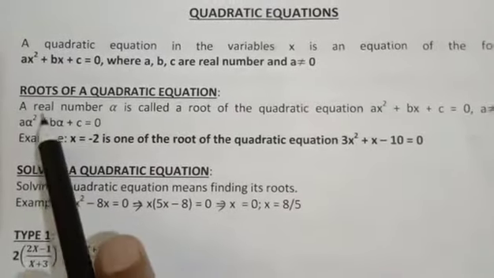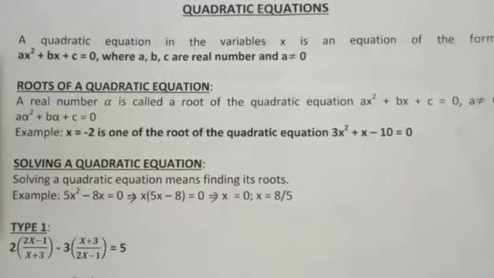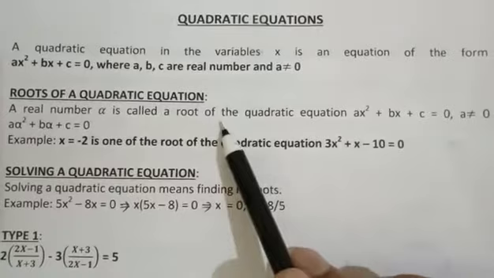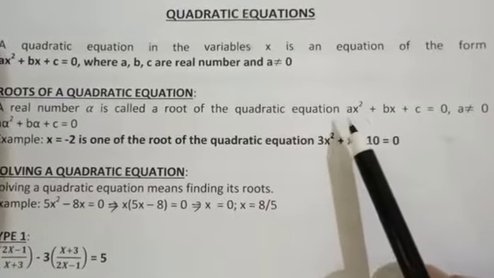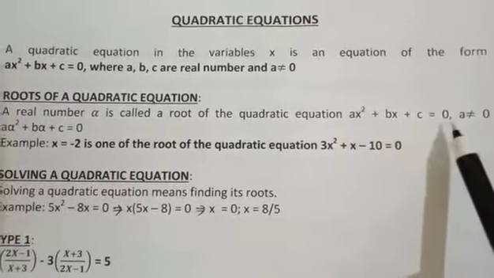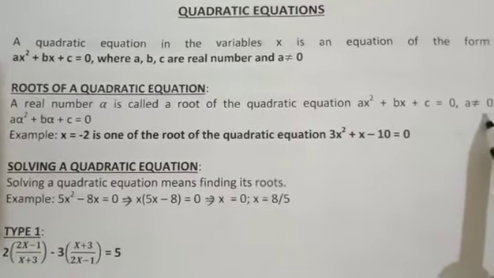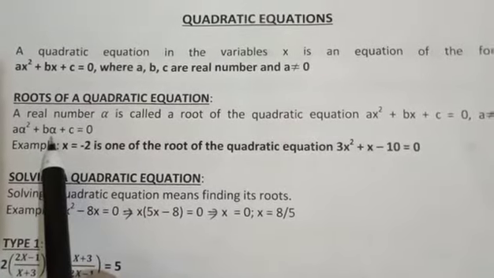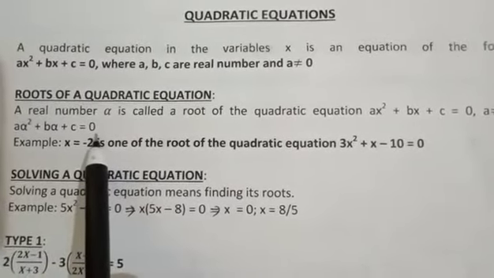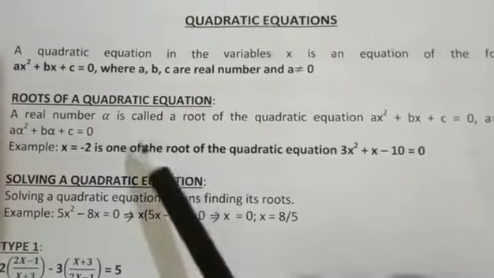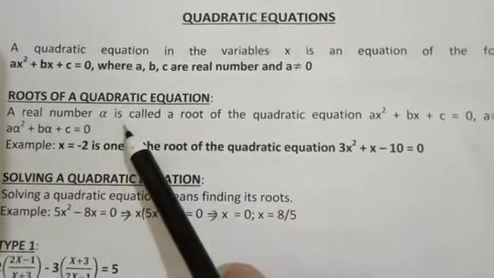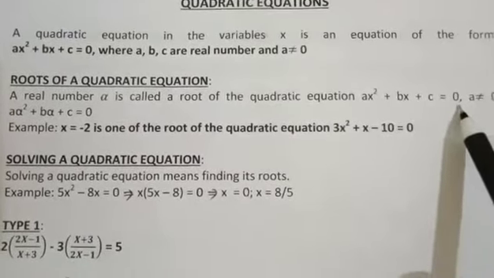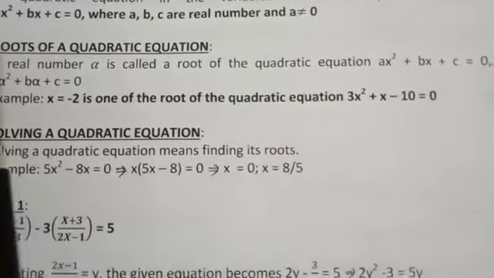The next topic is roots of a quadratic equation. A real number alpha is called a root of the quadratic equation ax² + bx + c = 0, a ≠ 0, if aα² + bα + c = 0. It means that we have to take a value alpha such that it is going to satisfy this equation. This I am going to explain with a suitable example.